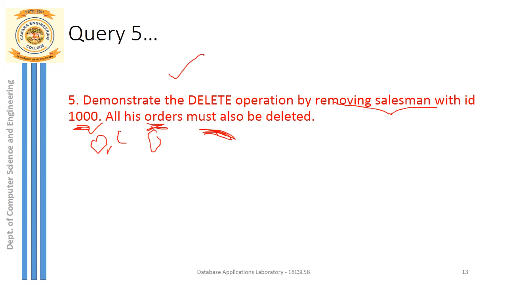Here comes our last query, query 5. And the query is a delete operation you must be demonstrating, and you must delete what? A salesman from the salesman table whose ID is equal to 1000. The moment you delete this salesman, all the information corresponding to this salesman, where do you find? One, you find it in the customer table. One more information you find in the orders table. So all his orders must be deleted. That means if this salesman is serving any customers, or if this salesman is delivering any orders, all those orders also should be deleted from the orders table. So how do you perform this delete operation? We'll see.